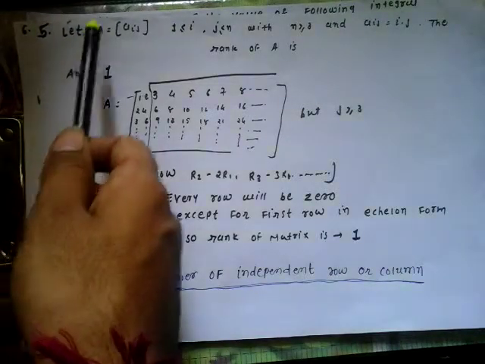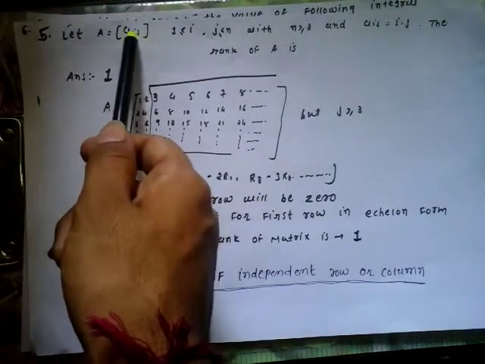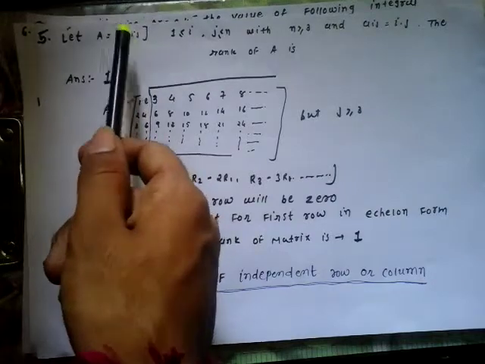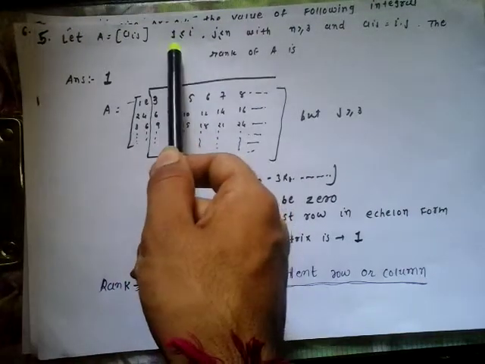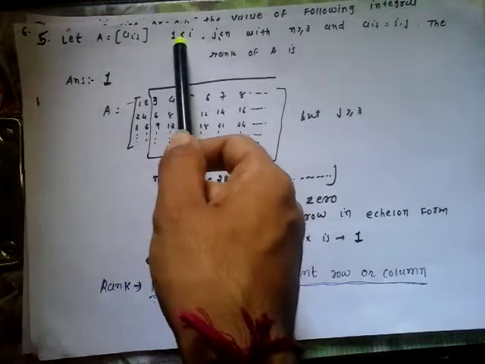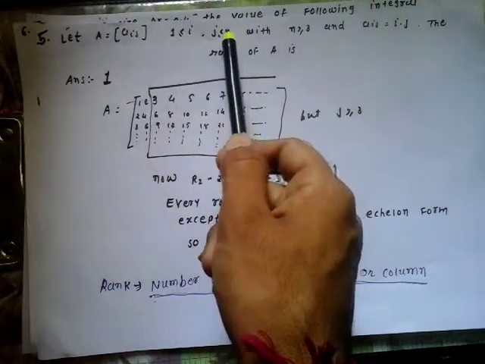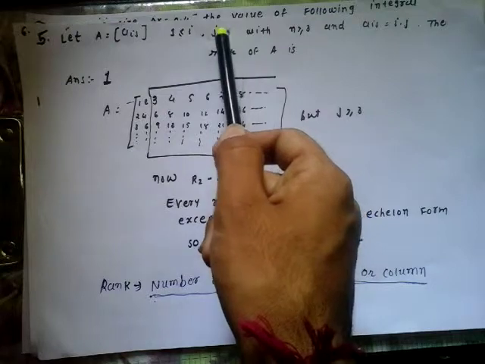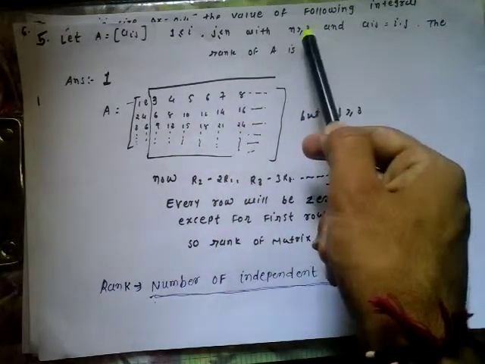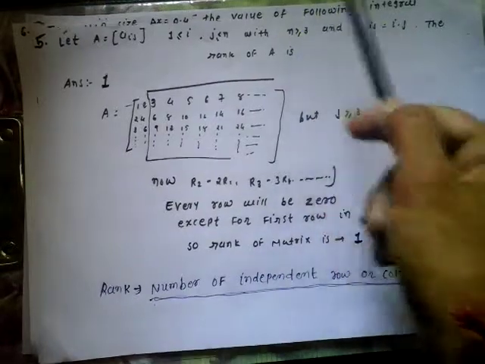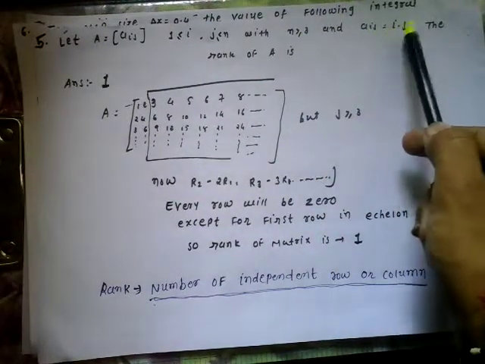Here let A be equal to [aij], where i is the row and j is the column. Also we have the condition that i should be greater than or equal to 1 and j should be less than or equal to n, and n is greater than or equal to 3. Also a_ij is equal to i into j.